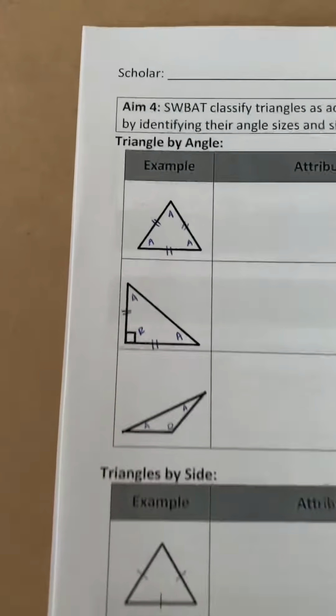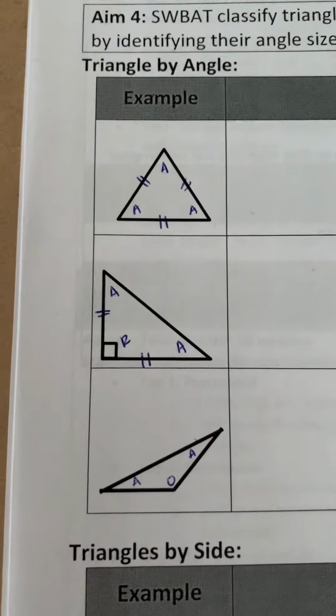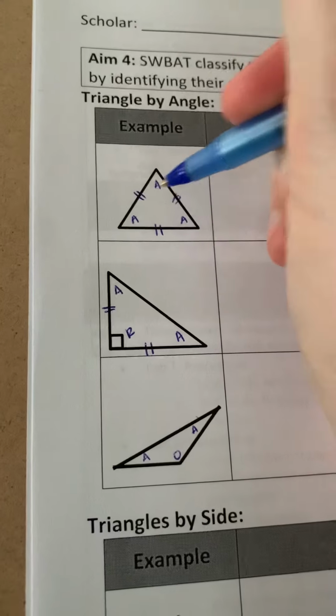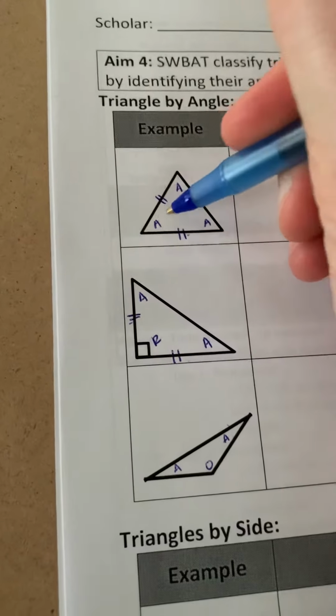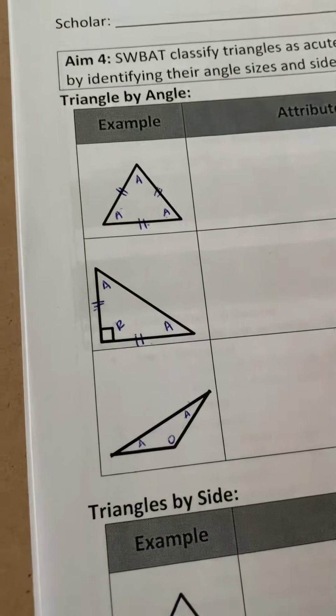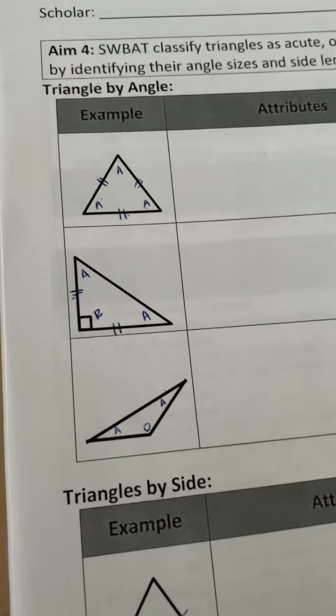So when we're getting here, this is the type of annotation you must insist on from kids today. These little symbols mean equal to, and then I'm using A, R, and O for the angles. None of these are equal because it's a scalene triangle.